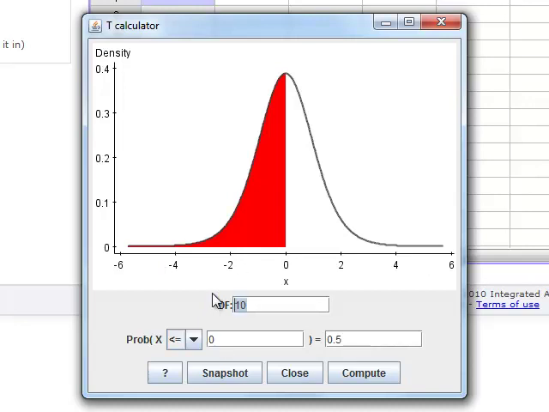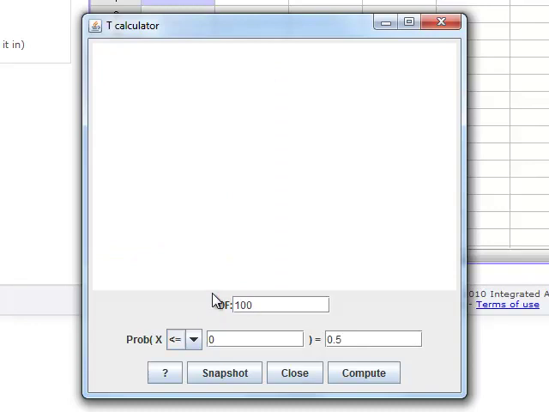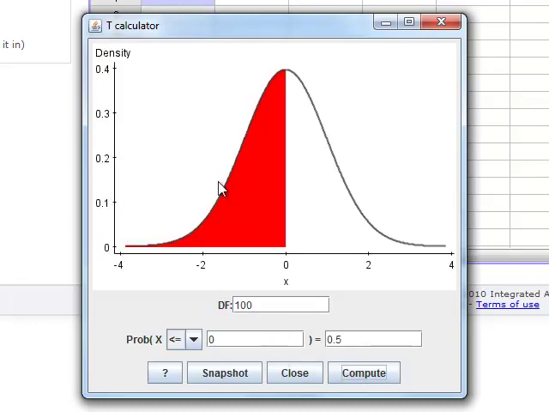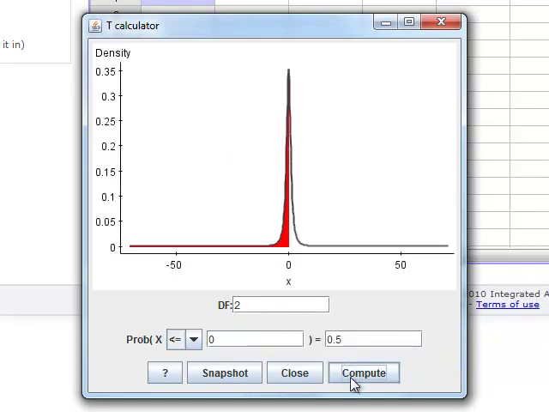What if we change that 10 to a 100? Now it's a much more narrow graph. It only goes from -4 to +4. What if we change this to a 2? Now it goes way out past -50 to +50. So how spread out this shape is for this t distribution depends on this value df. And for smaller df values, it's going to be more spread out. And for larger df values, it's going to be more narrow.